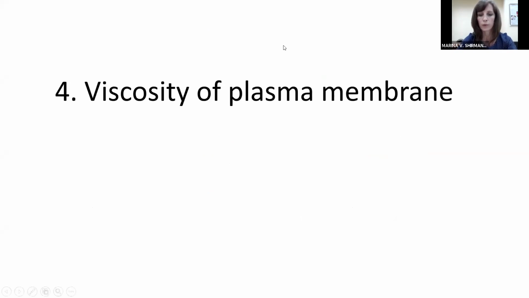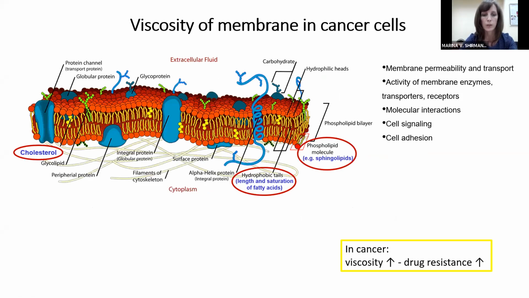And the final point of my talk is viscosity of plasma membrane. Viscosity is the reciprocal of fluidity. You know that the plasma membrane of cells is a fluid system, and it determines a number of properties associated with the transport of molecules to the cells, with the diffusion-related reactions, activity of membrane enzymes, molecular interaction, cell signaling, and some other processes.